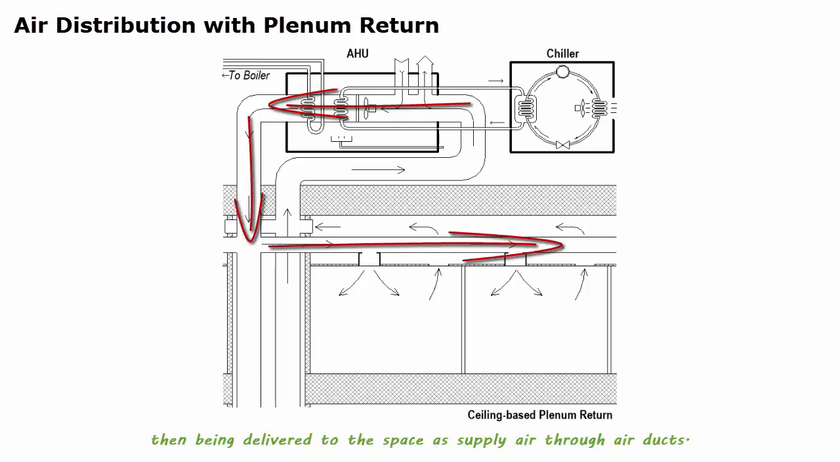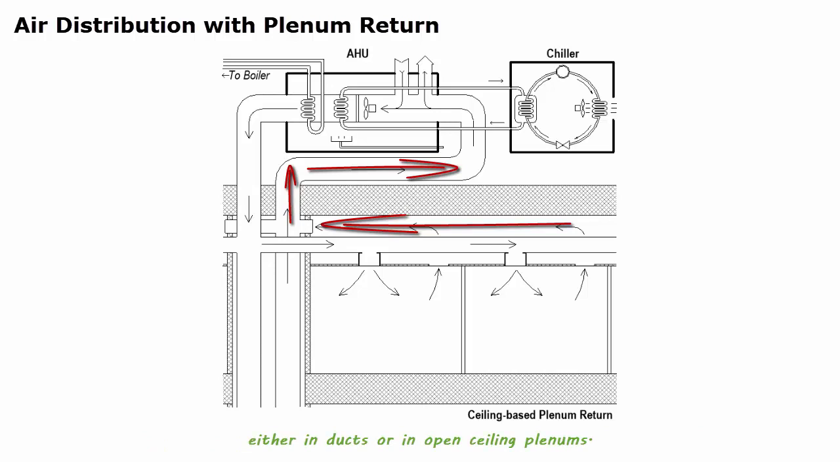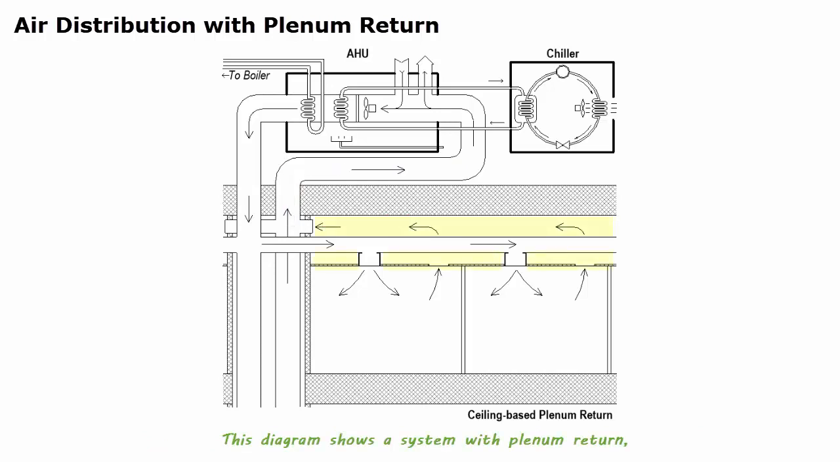through the air ducts. Return air travels from occupied spaces back to an air handling unit, either in ducts or in open ceiling plenums. This diagram shows a system with plenum return, where the entire ceiling volume serves as the return channel.